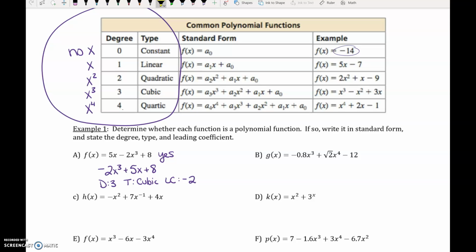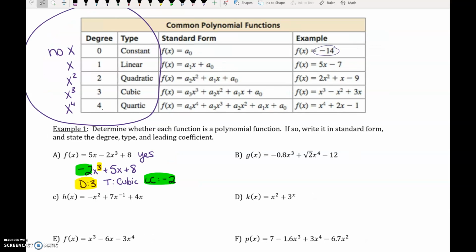And I'm going to highlight these things to help us. So the degree is the largest exponent. The leading coefficient is the number in front of the term with the largest exponent. And then the type relates to the degree. Third degree, cubic.